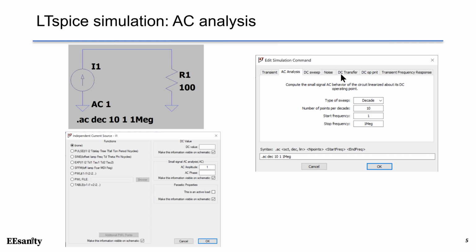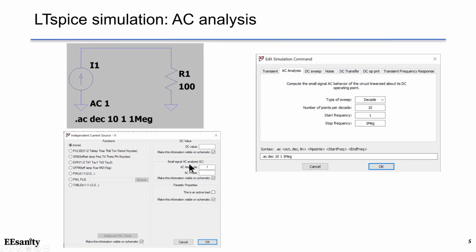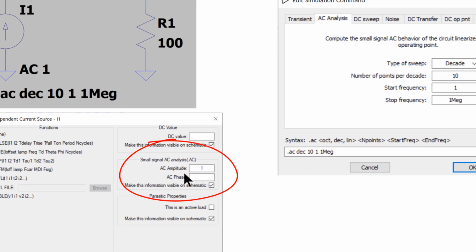So this is the basic setup in LT-spice for AC analysis. In the top left corner of the slide, you can see the schematic of the AC analysis. If we right-click over this current source, we have a small signal AC analysis. The AC amplitude is 1, which means 1 amp.